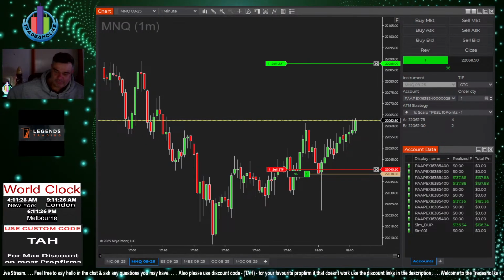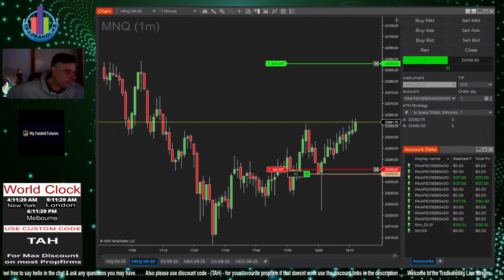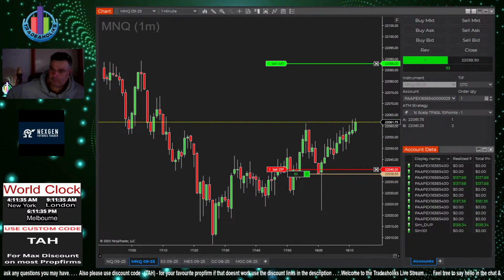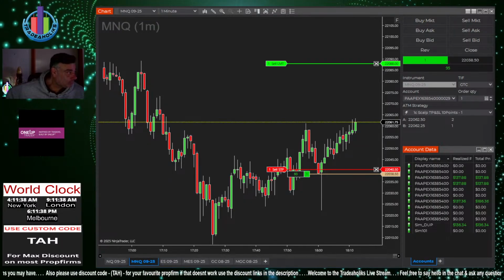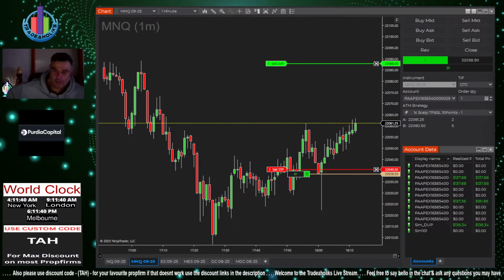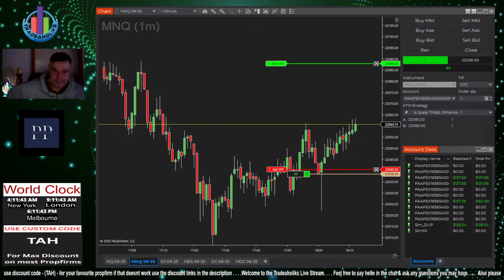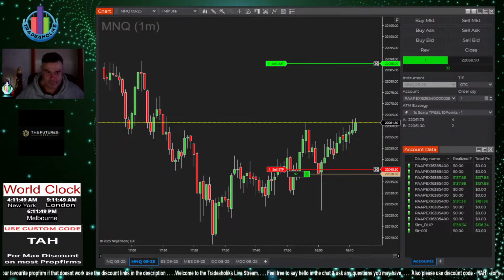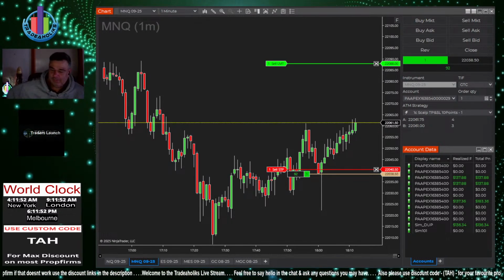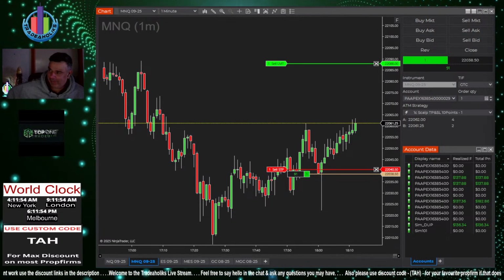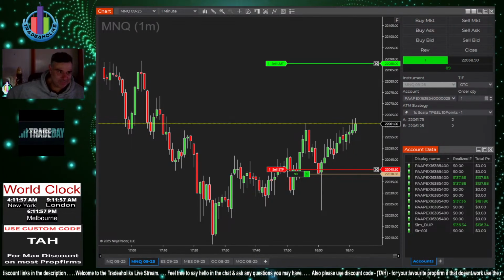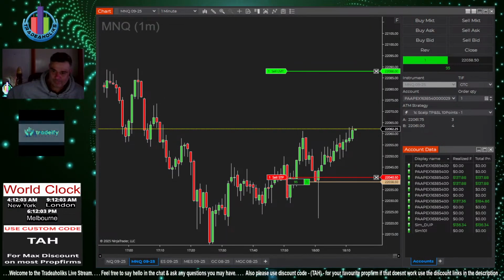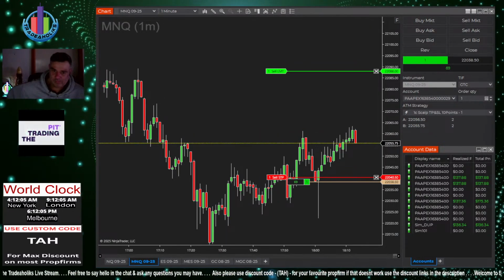In the 60s now. Nice. Getting close to that VWAP, around about the 69.70 mark. About 10 points off that. Let's see how it reacts off it. Either push through it, which it has been doing.